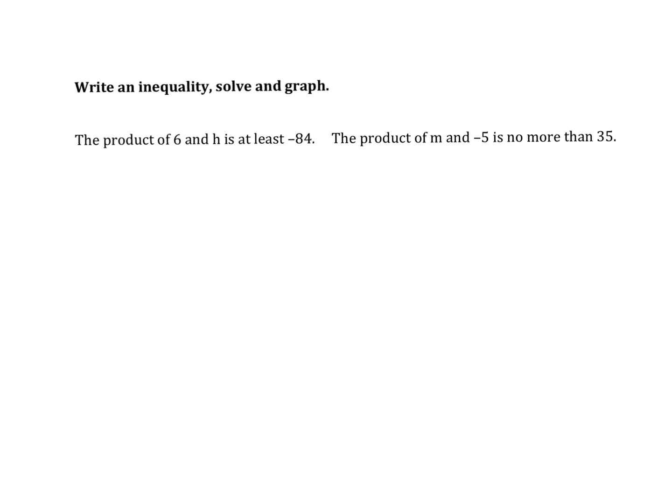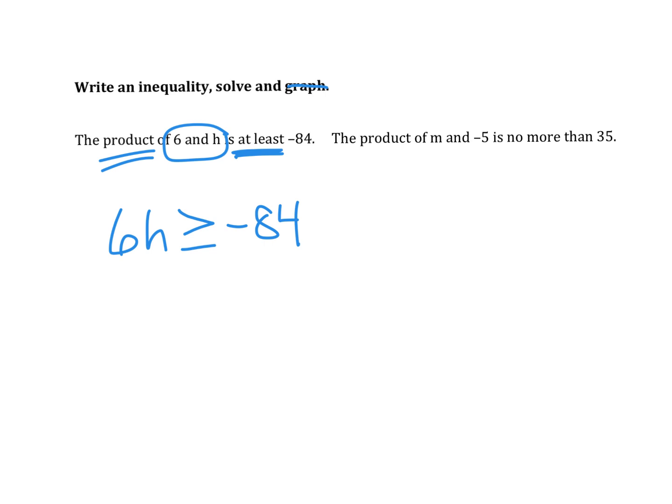Write the inequality, solve it, and graph it. Maybe just now we don't need to graph quite so many. So let's just write the inequality and solve it. Product of 6 and h, product is multiply, so I have 6 times h, is at least. Like if I told you you need to bring at least $20 on this field trip, you would need to bring greater than or equal to. Is at least is greater than or equal to. So 6h is greater than or equal to -84. Divide both sides by 6. I won't flip the sign, but I'll get a -14.